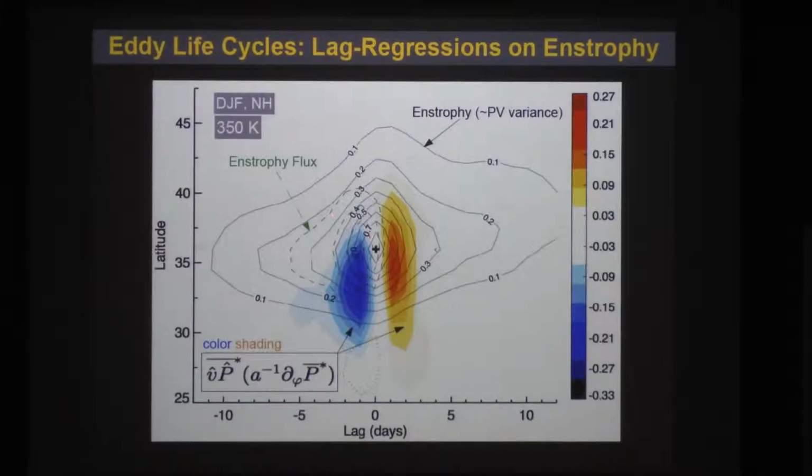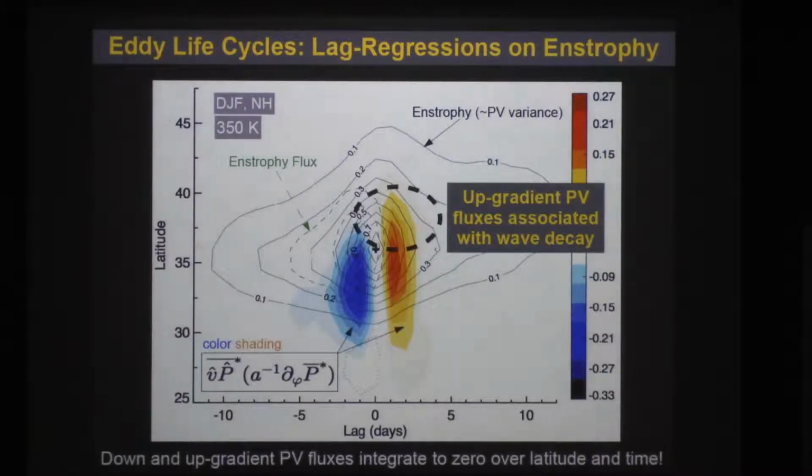at the same time that this is moving poleward, I have an Enstrophy flux poleward. This is the green dashed lines there in the background. So I'm generating Enstrophy here with the down gradient fluxes, okay? Then I'm fluxing the Enstrophy poleward. This is the green lines. And then I have wave decay with up gradient fluxes afterwards that happen poleward from where the down gradient fluxes happened.